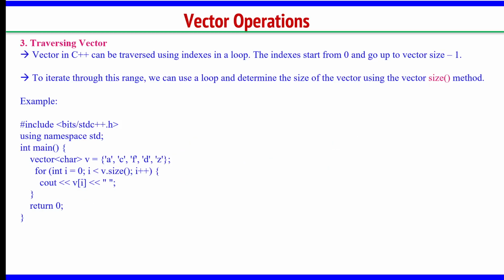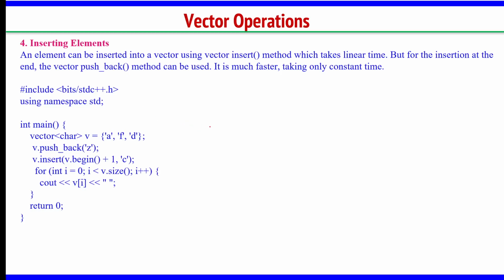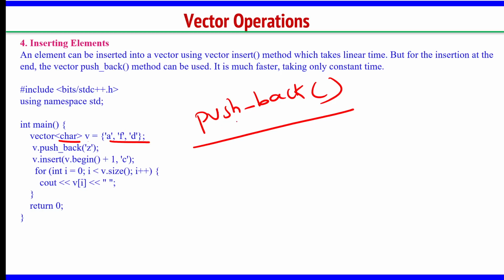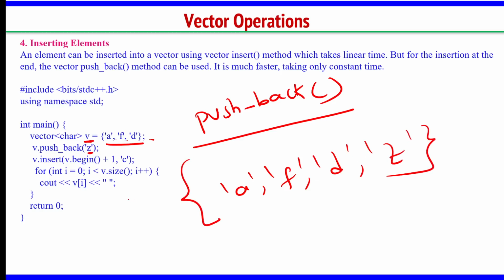The next function is inserting elements. How do you insert elements into a vector? Already there is a vector here, char v equal to a f d. If you want to insert elements, you have to use the function push underscore back. Push underscore back is the function which will insert the elements at the end of the vector. If I write v dot push underscore back z, what happens in this vector v, it will add the element z also, along with a f d, z also will be added into the vector.